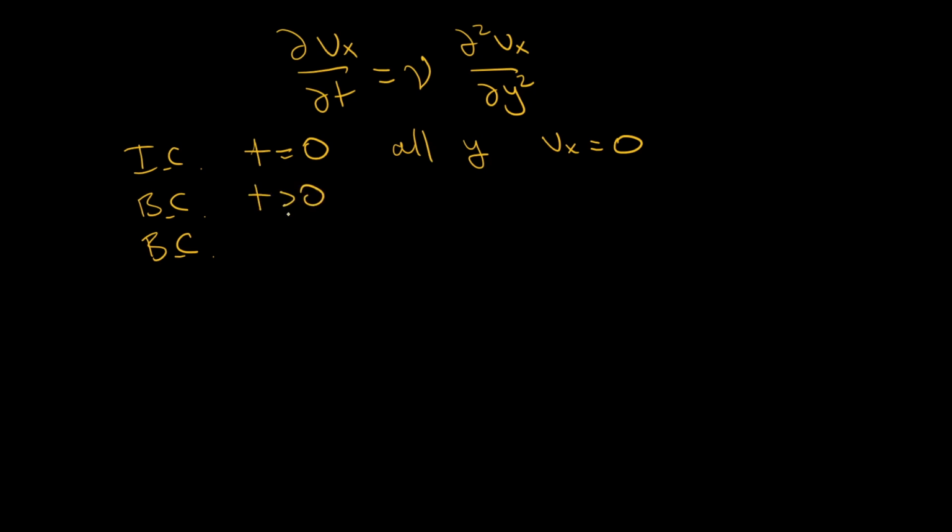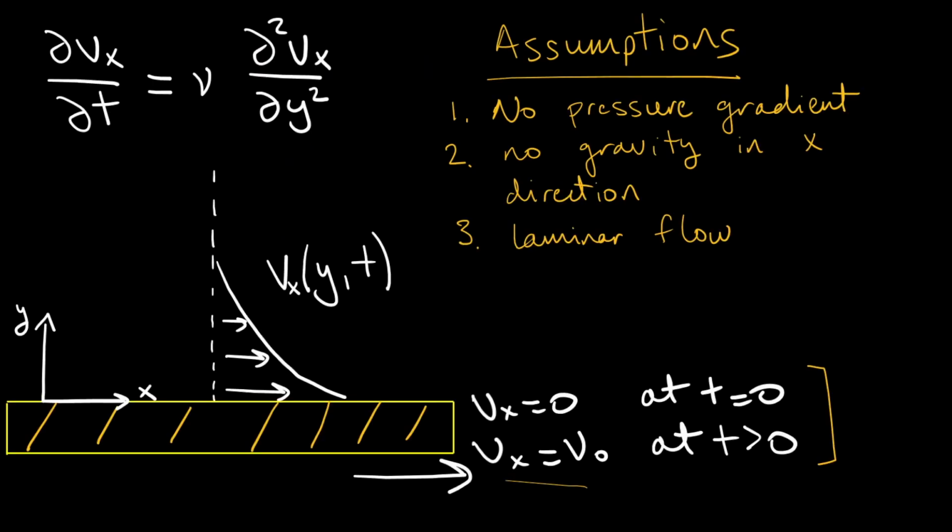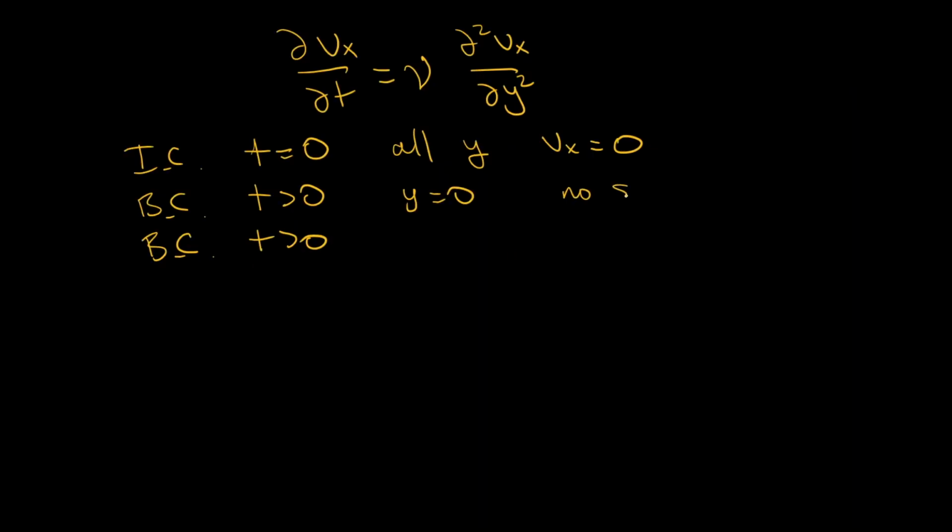The boundary conditions will be for t greater than 0. And the first one is for y is equal to 0. If we jump back to our picture, when y equals 0, we're at the bottom of this plate right here. And we're going to use a no slip boundary condition. So I'll write down no slip. Our velocity in the x direction is going to be equal to v sub 0. That's the velocity of our plate.